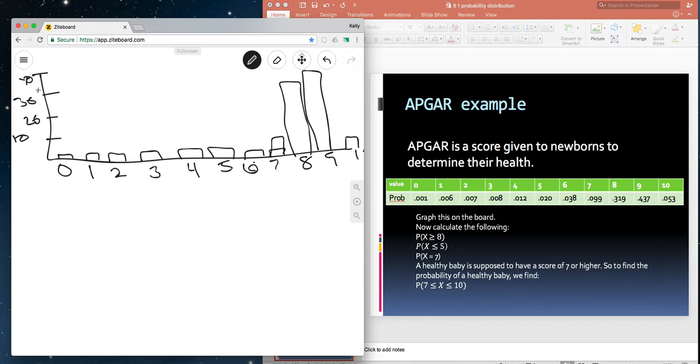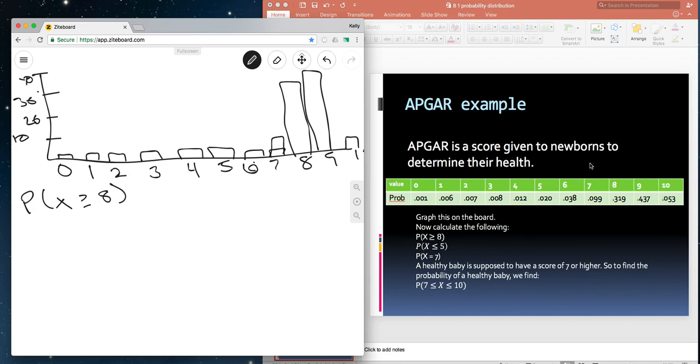It doesn't have to be perfect, but it does need to be labeled. These are your X values down here, or the number of scores that you could get. And then over here is the probability, and that's how it always should be. Alright. So if I asked you what is the probability that you got an APGAR score of 8 or better, that is what greater than means. So 8 or better would be 8, 9, or 10.